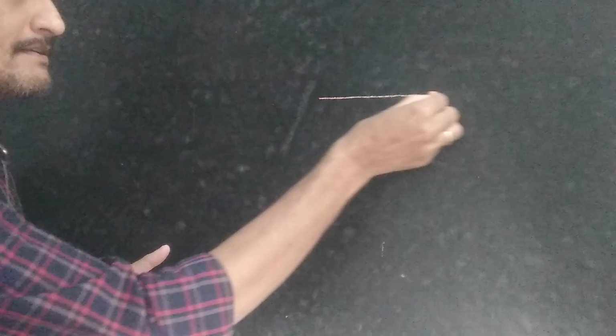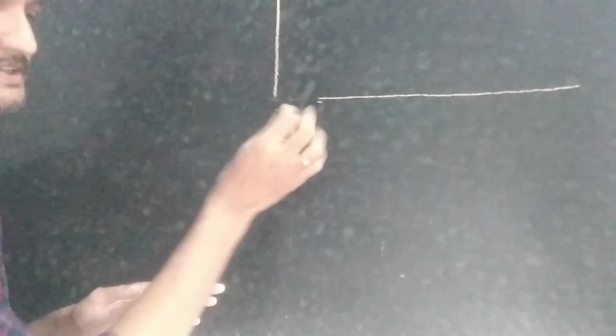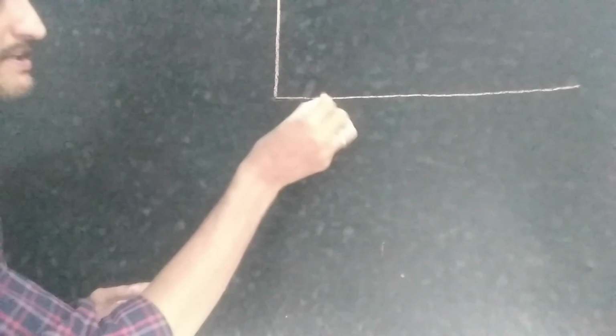Okay, first we have to draw the displacement diagram. In the displacement diagram, we select the cam angle or rotation angle along the x direction. Then along the y direction we represent the stroke length. Here the stroke length is equal to 40 mm.